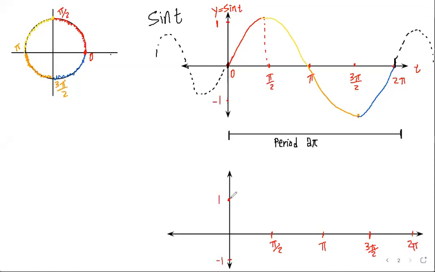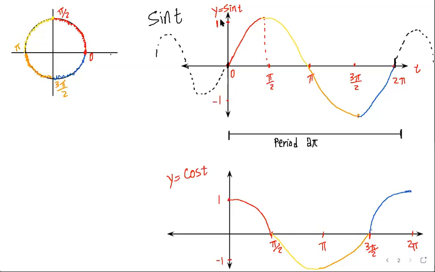The graph goes like this: the red from 0 to pi over 2 goes down like this. Then the yellow from pi over 2 to pi goes down. Then the orange goes up. Then the blue goes up again, like this. So this is the graph of the cosine function, y equals cosine of t.